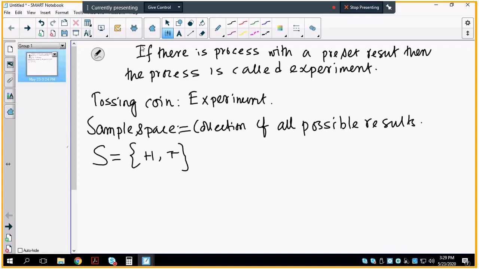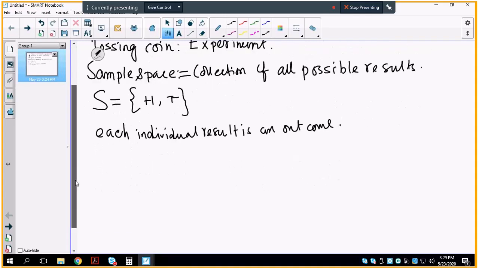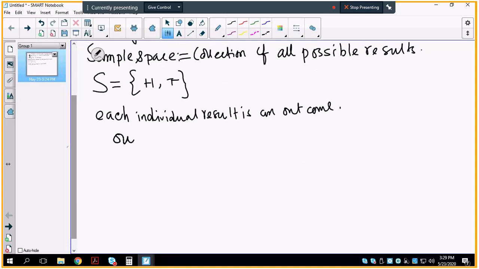Each individual result is called an outcome. So in this situation, there are two outcomes, and those are H and T.